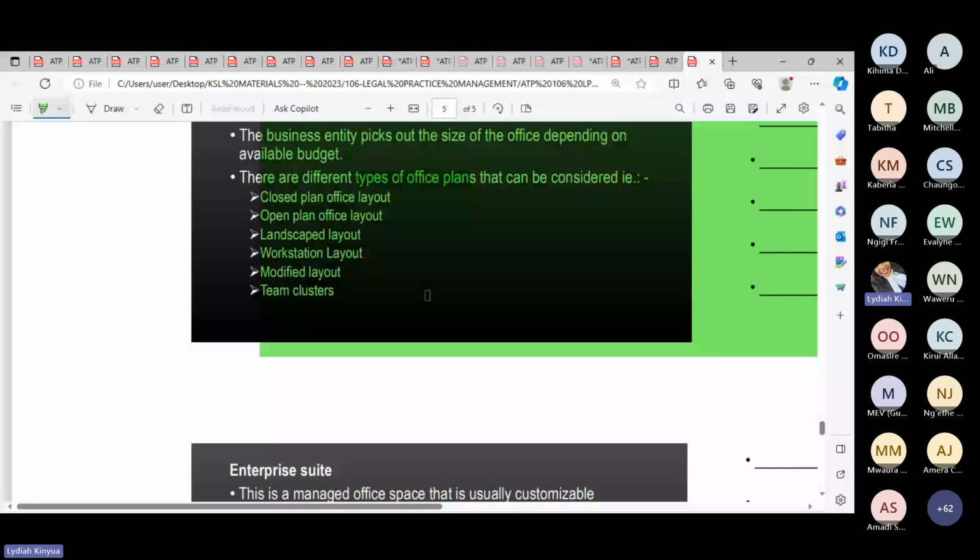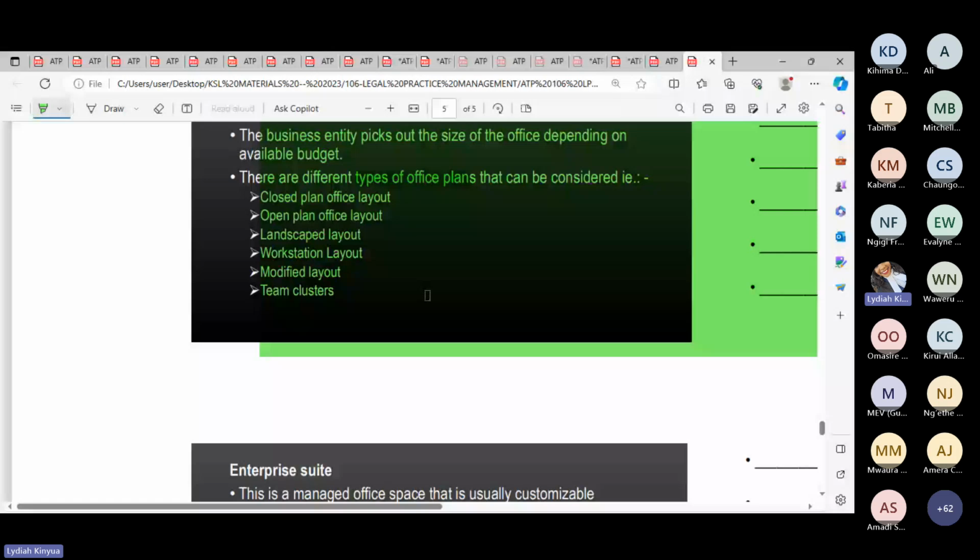It could be a team cluster. A team cluster is where groups who are doing the same work sit on a round table. So you have several tables or several rooms where everybody with the same work sits on the same round table and works from there.